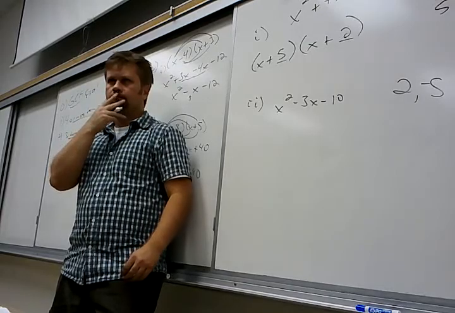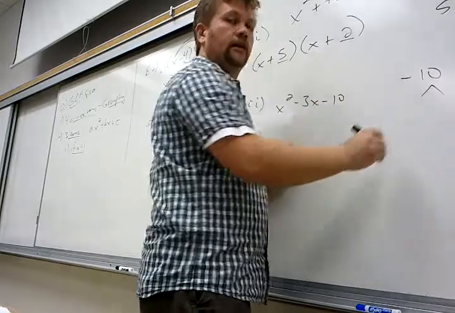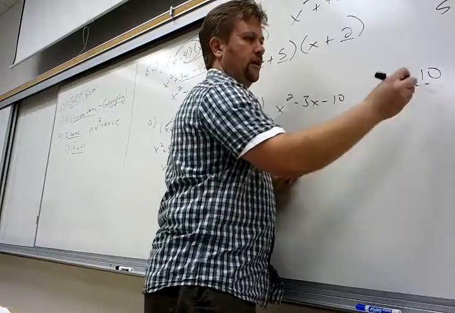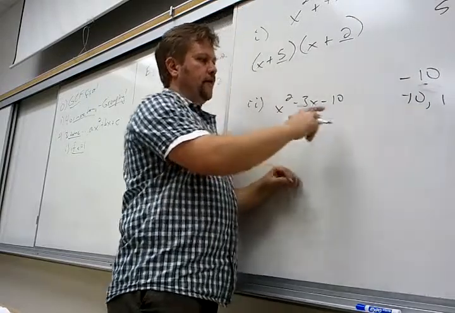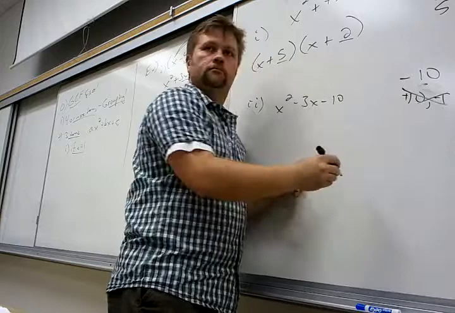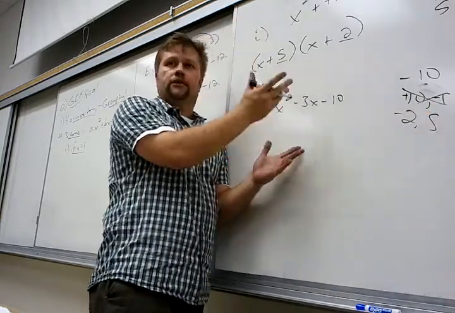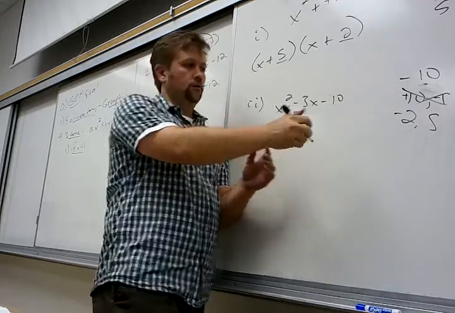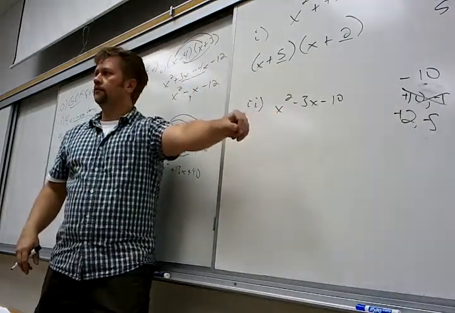You guys see that? So what you can do for yourself is, you've got your negative 10. Start making a list. Don't actually even break it up. Just make a list. 10 and 1. Well, if the 10 is negative, that makes negative 9. If the 1 is negative, that makes 9. Nope. The only other way to do it is 2 and 5. If the 2 is negative, that makes positive 3. I'm going to add them, right? If the 5 is negative, that makes negative 3. That's what I want, 2 and negative 5.